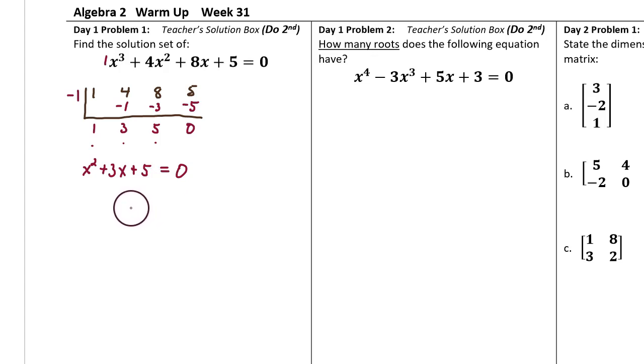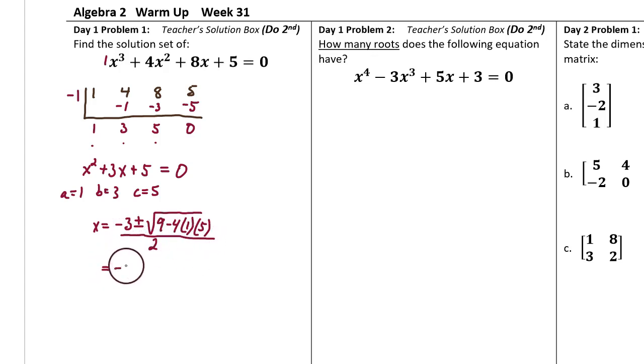For instance, the quadratic formula. A is 1, B is 3, and C is 5. So negative B is negative 3, B squared is 9, and 2 times A is a 2. This makes negative 3 plus or minus the square root, and then 9 minus 20, which is negative 11, all over 2. At this point, we're ready to write our solutions.